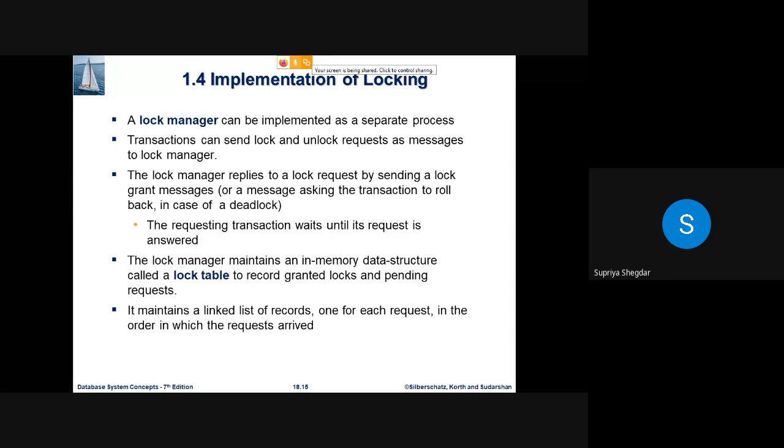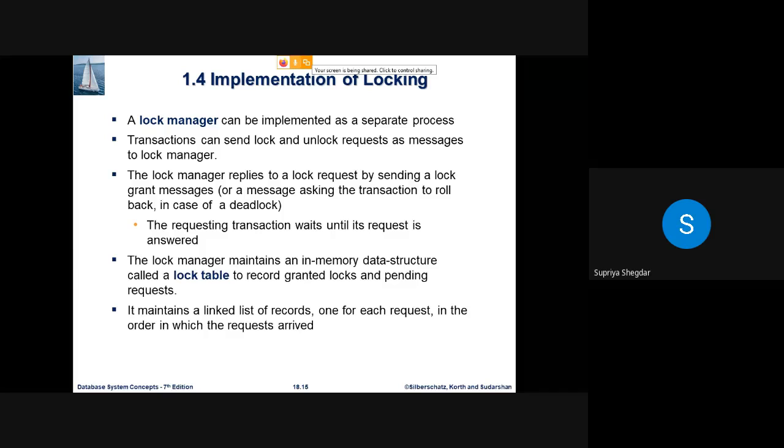Now the next point is the implementation of the locking. If we want to implement the locking concept, then we require the lock manager. This lock manager can be implemented as a separate process. Every transaction sends the lock and unlock requests as messages to the lock manager, and the lock manager replies to the transaction by sending the lock grant message. Then the requesting transaction waits until its request is answered.